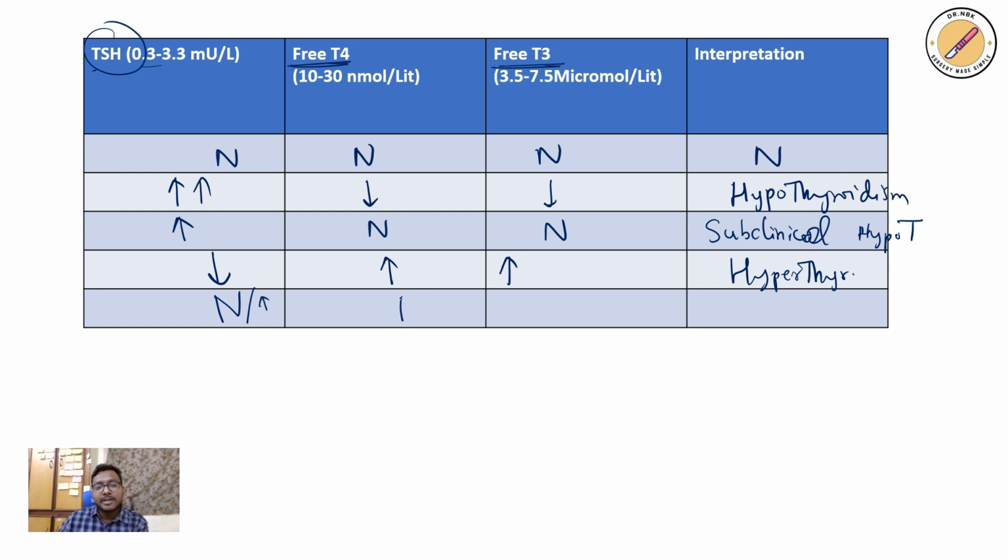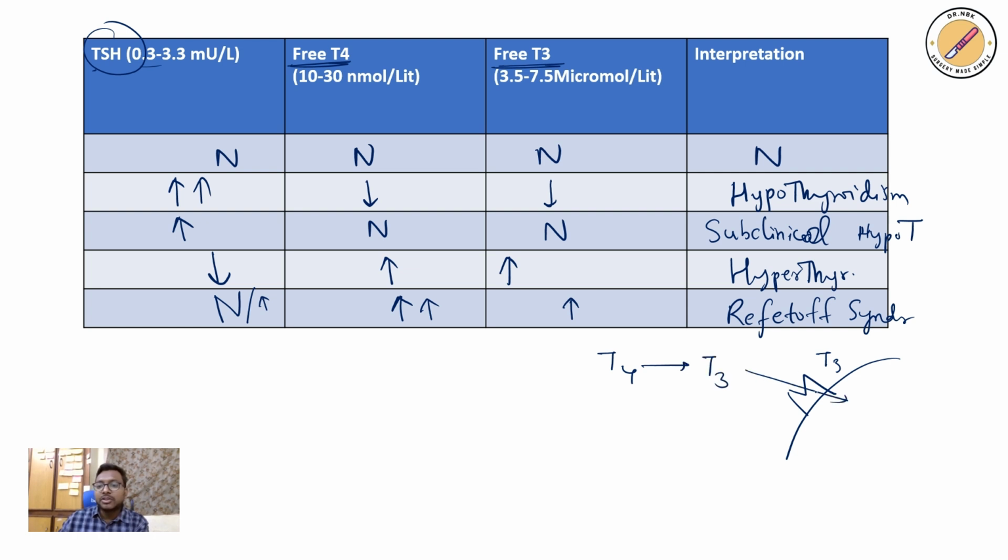Okay, next. Again, you can have something like normal or a little bit increased TSH, but free T4 is increased very much, and free T3 also more or less increased or normal. This is something called Refetoff syndrome. What is Refetoff syndrome? In few individuals, wherever you have got a free T3 receptor, sorry. So you know that T4 is converted to T3 to act on the peripheral tissues. So whenever this T3 is not able to bind, it is nothing but due to T3 receptor resistance.